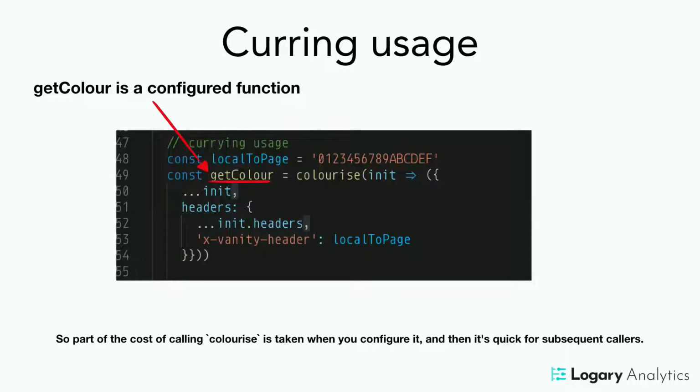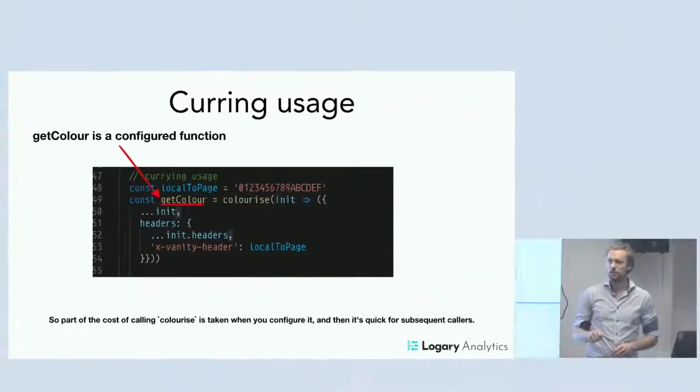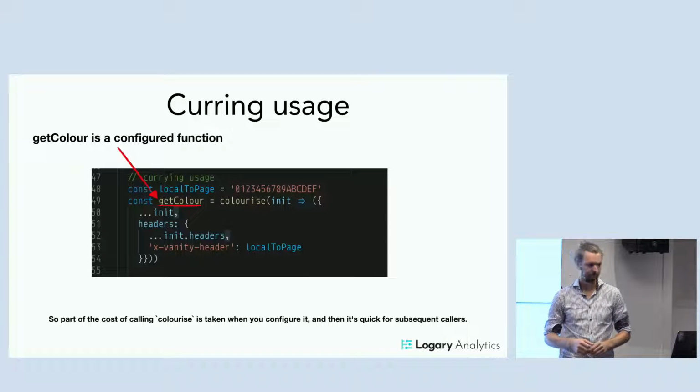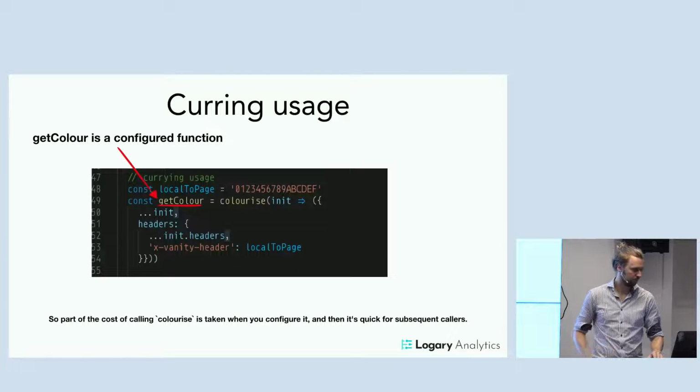And in this example, getColor is the end result function, which we can then use to get color via this API call. So you can say that part of the cost is taken when you execute this. But when you later call getColor, then you don't have to pay the upfront cost anymore of pre-computing the way the function should behave. So that's when you want to use it.